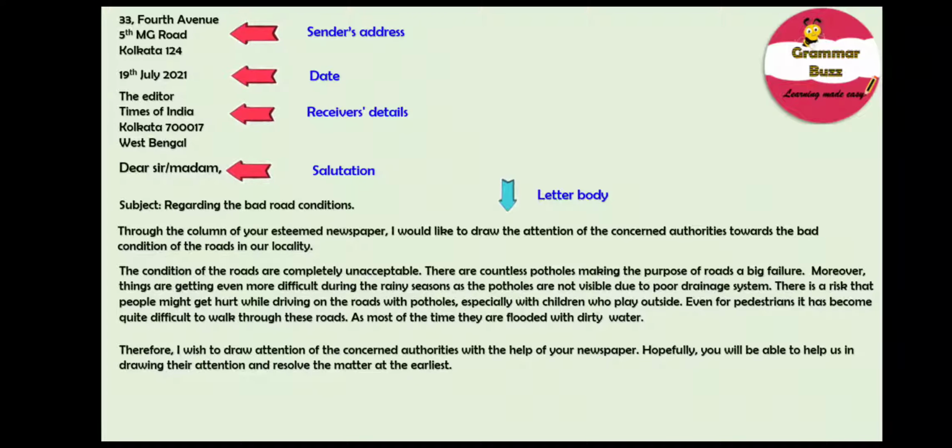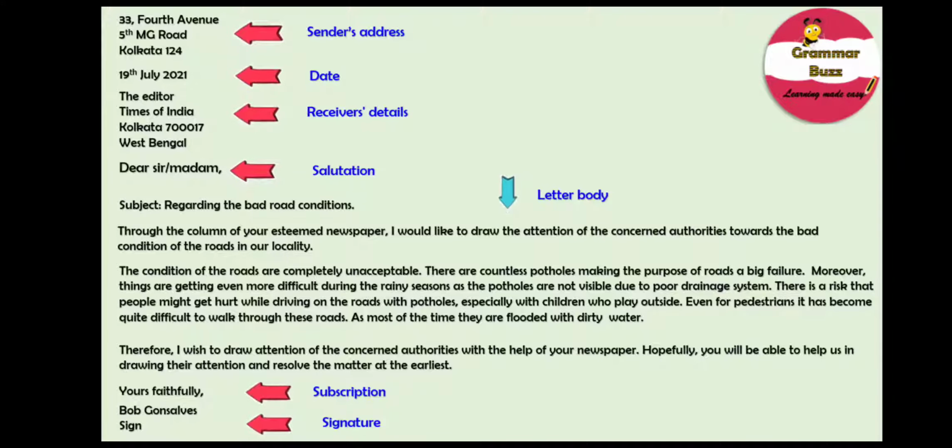And now the seventh step is the complementary clause. Let us use Yours faithfully here as we do not know the editor. And the final step is the name and signature of the person writing the letter. Let us write the name Bob Gonzalez followed by his signature. So finally, our letter is complete after implementing all the 8 steps.